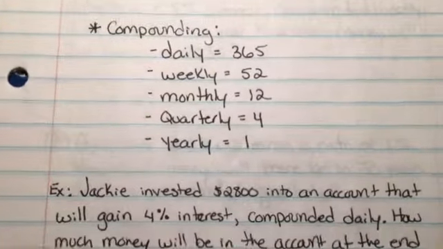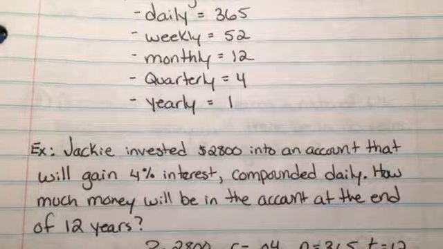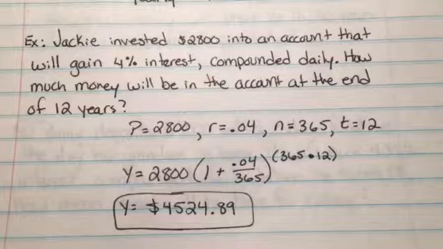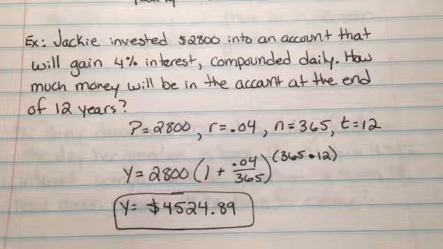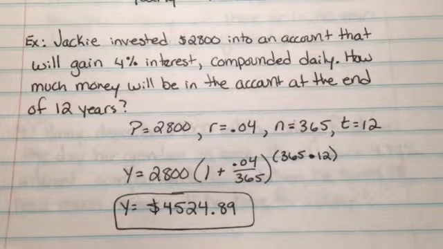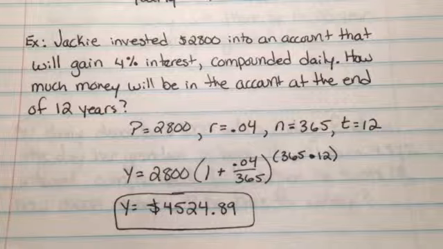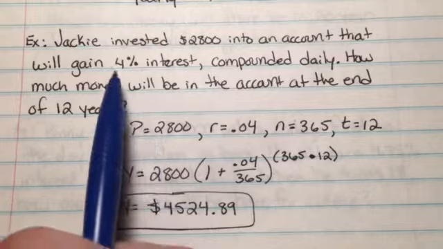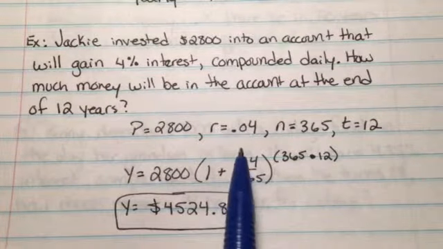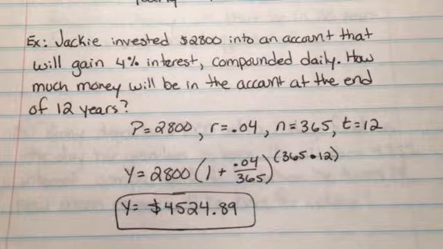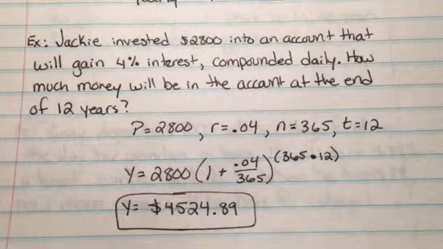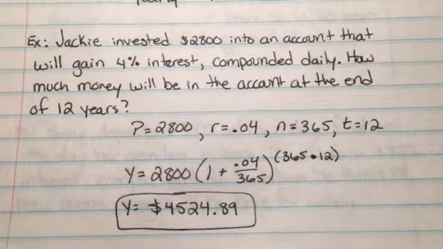Here's an example. Jackie invested $2,800 into an account that will gain 4% interest, compounded daily. How much money will be in the account at the end of 12 years? So P, your initial amount, the principal, $2,800. Where the rate was 4%, converted to a decimal, 0.04. It's compounded daily, so 365 times, for a length of 12 years, so T is 12.